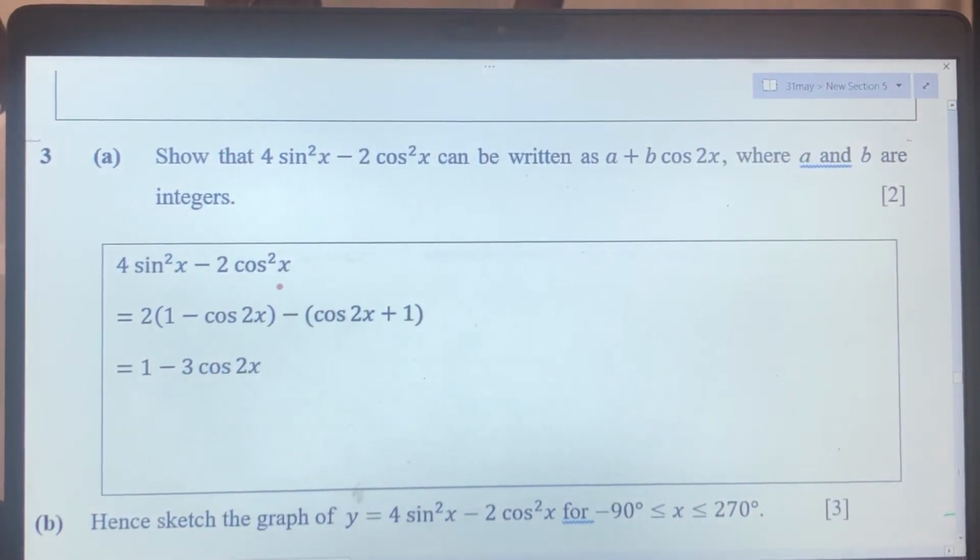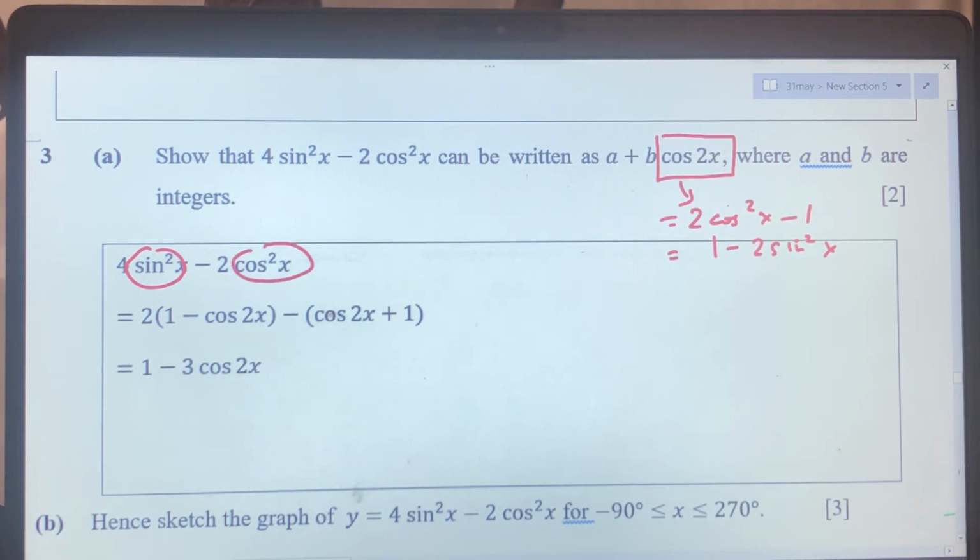Now this particular question is very straightforward, but some of you can't show this, or you make careless errors here. What most of you did is you changed either this or this to cosine. So you must always have the end goal in mind, and you know that cosine 2x can be 2 cos square x minus 1 or 1 minus 2 sine square x. The shortest method is to change this and this, then you can get these two already.